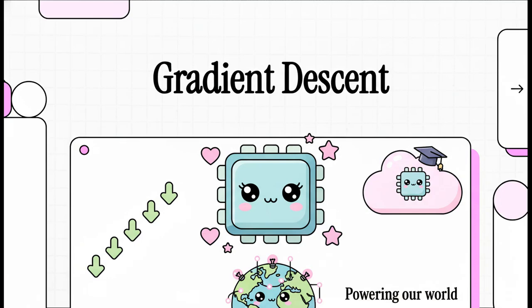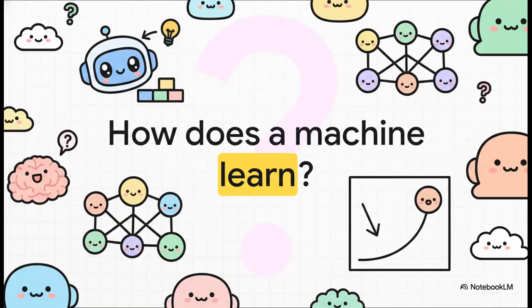All right, today we're going to crack open the engine of modern AI. We're going to demystify the one algorithm that lets machines learn, get better, and basically power our entire world. So yeah, let's dive right in. It really all boils down to this one super fundamental question.